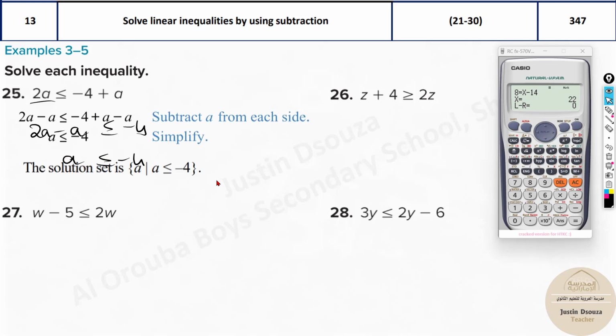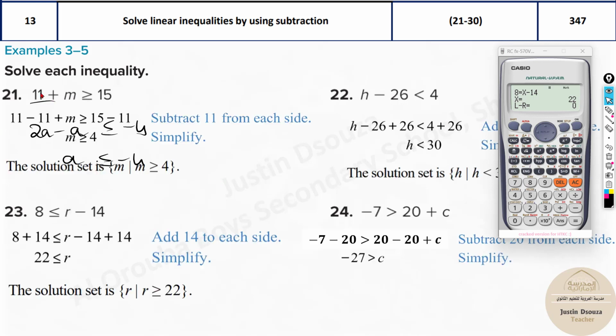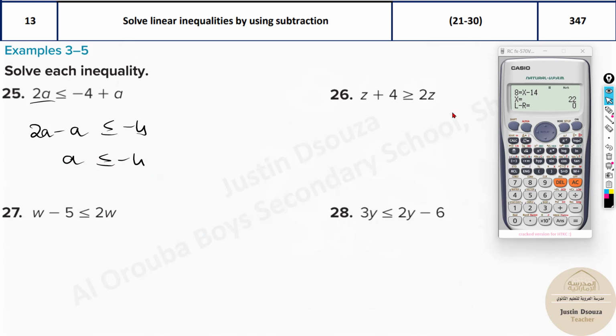Now what if you move this 2a to the other side? Let's see, let's do it over here. The most important thing is you must only move the smaller symbol to the other side. Let's do both the methods. First, let's do the correct method, okay? Move z to the other side because 2z is bigger than z. It'll be 4 is greater than or equal to 2z minus z. 4 is greater than or equal to z. Or we can write it as z is less than or equal to 4.